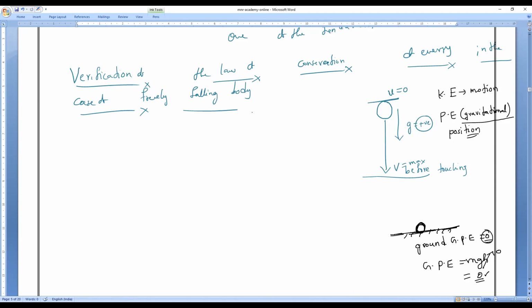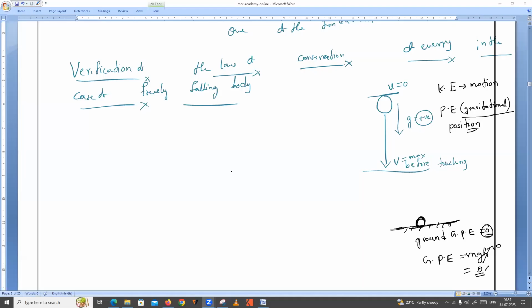If you remember this, then we can go with the verification of the law of conservation of energy in the case of a freely falling body. Of course, other cases also exist, but let us verify in this case alone. Shall we start? Are you ready? Theoretically, I can teach you this concept very easily, but I want to do it mathematically so that it will be helpful for your future also. So this is the freely falling case.